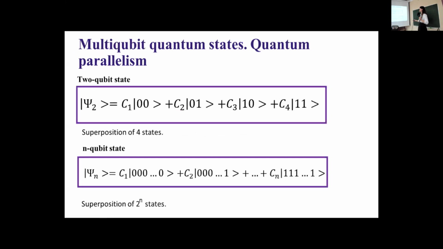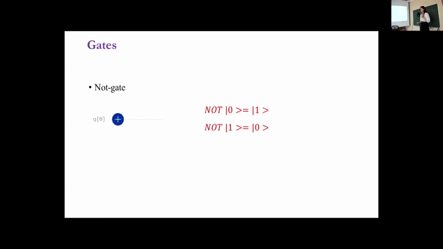So in the case of a two-qubit state, we have a superposition of 4 terms. In the case of n-qubit states, we have a superposition of 2 to the n terms in our quantum state. So this is a fascinating amount. Let us also try to understand what we have if we program with quantum programming and operate with quantum states.